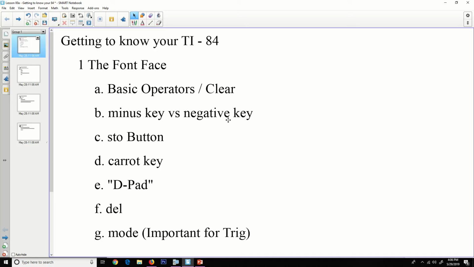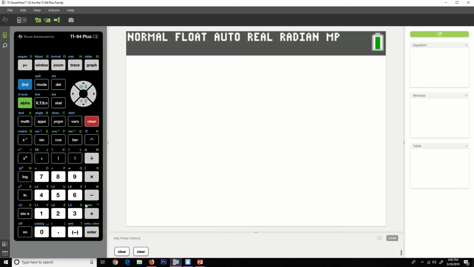The minus key versus the negative key. We have two keys that look like they are the same thing. This is the subtraction key, and this is the negative key. And so if you want to make something negative, you have to hit this key. If you want to do a subtraction, you have to hit this key.